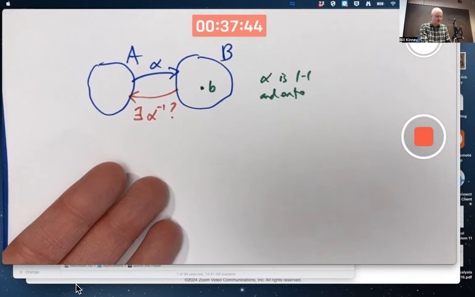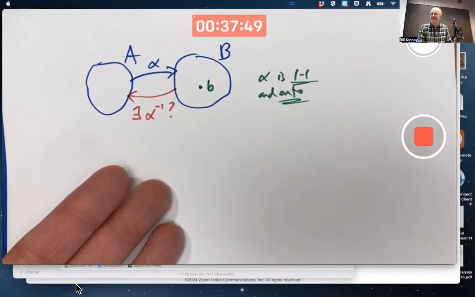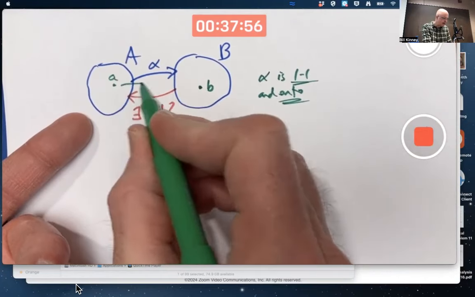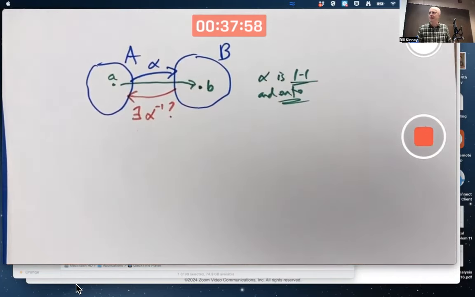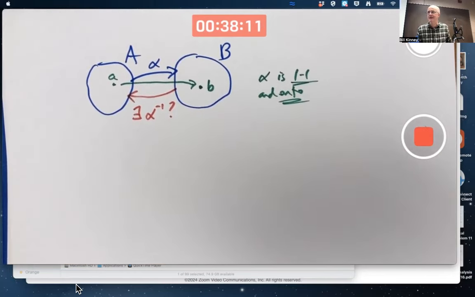Well, alpha is 1-to-1 and onto. Let's take some problem solving. Since it's onto, there's got to be something over here called little a that gets mapped to B, since alpha is onto. And in fact, since alpha is 1-to-1, there's only one element of capital A that gets mapped to B. It's unique. That's the key. That must be what B should get mapped to under alpha inverse.